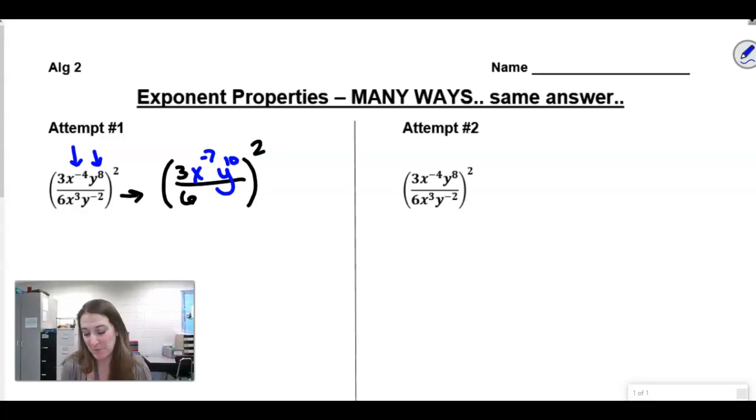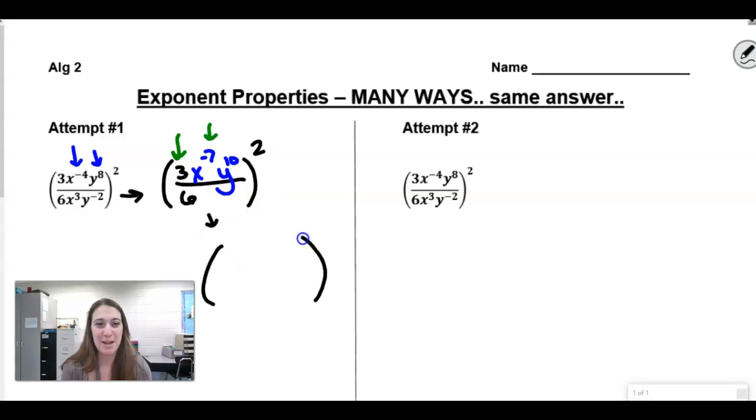And now what I think I'm going to do is I'm going to simplify what's on the inside. So I'm going to simplify this 3/6 coefficient. And then the other thing I'm going to do is I'm going to move the negative exponent to the other side. So I haven't done anything to that squared yet. So I guess I'll move my work down here.